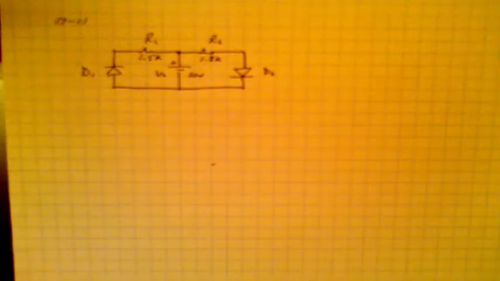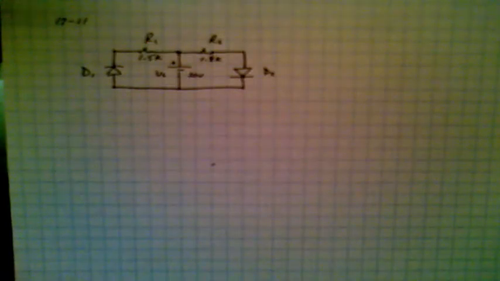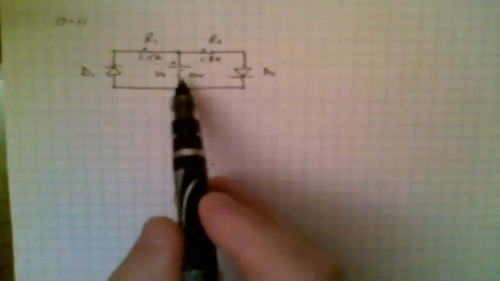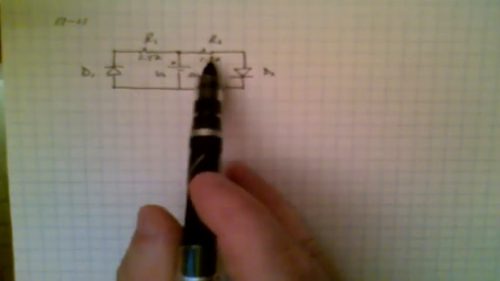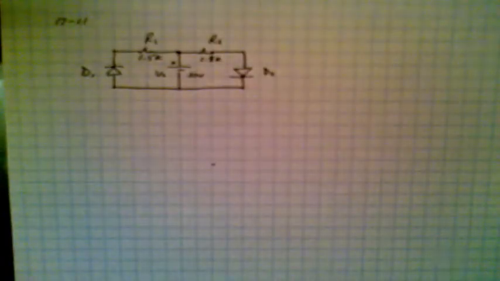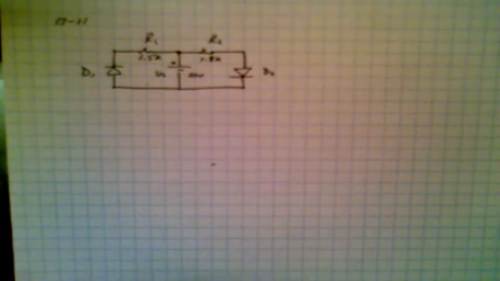We're going to take a look at question 1711. This is a simple circuit consisting of a 10-volt source, 2 diodes, and 2 resistors. And so what we're asked to find is the value of all the voltage drops across all the components and the currents in the 2 loops.